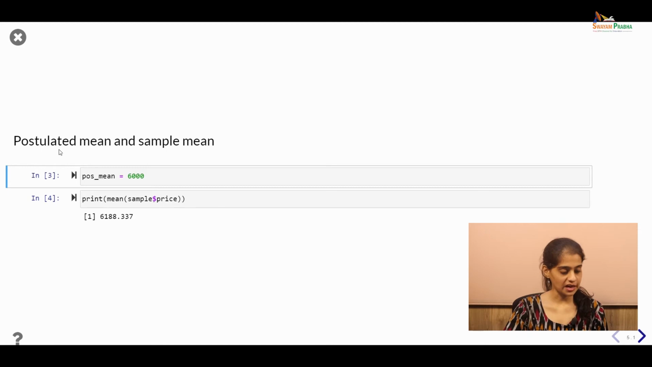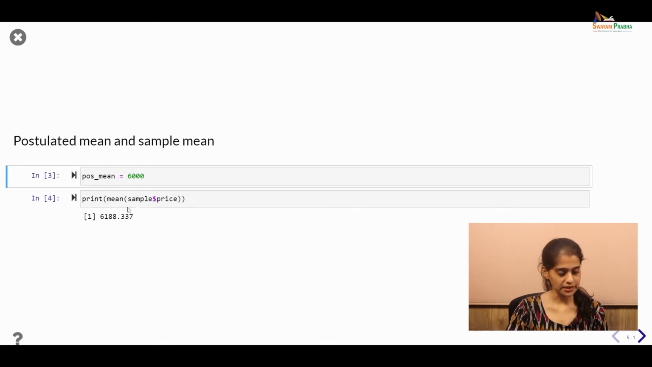I'm going to first start by defining my postulated mean and see what my sample mean is. Now the postulated mean is 6000. So it is a mean against which you want to check. Now I'm saving it with the variable name POS underscore mean. So this is going to be the variable that holds the postulated mean.